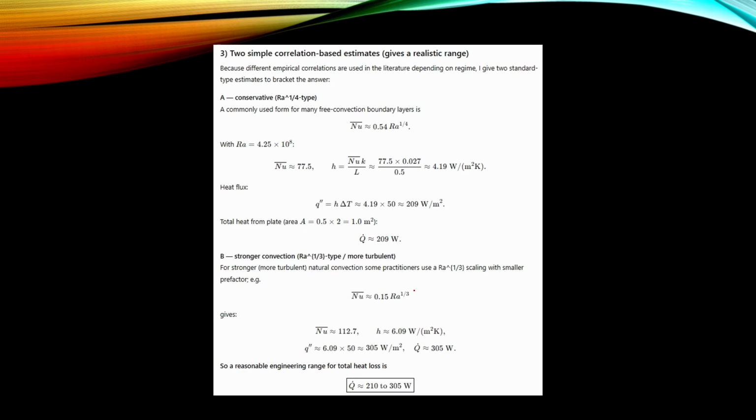And there is another correlation to calculate this Nusselt number. This is made for more turbulent flow case, and from that we can calculate this heat transfer coefficient, and finally this heat flux. It's now 305 watts. So there is quite a big difference between these two values, and we can conclude that in this kind of case, when we are in this transition situation, we can give only a rough estimate to heat flux.